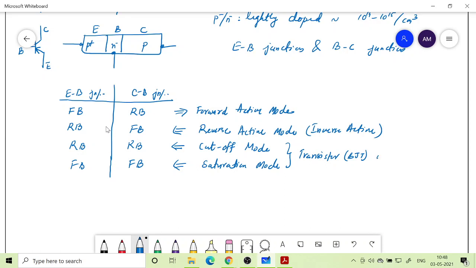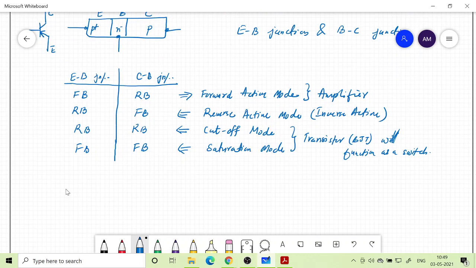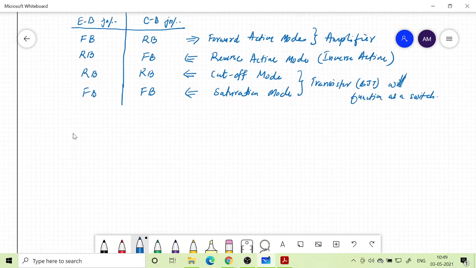So the transistor will function as a switch. But for our present course we are interested in using BJT for building amplifiers. So for that, this is the chosen mode. We will limit our discussion with respect to this mode because this is analog electronics.